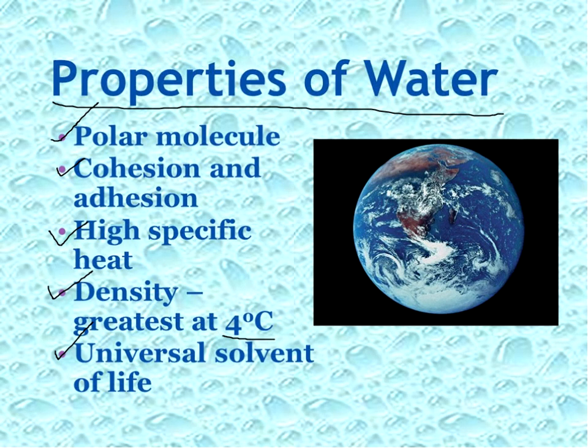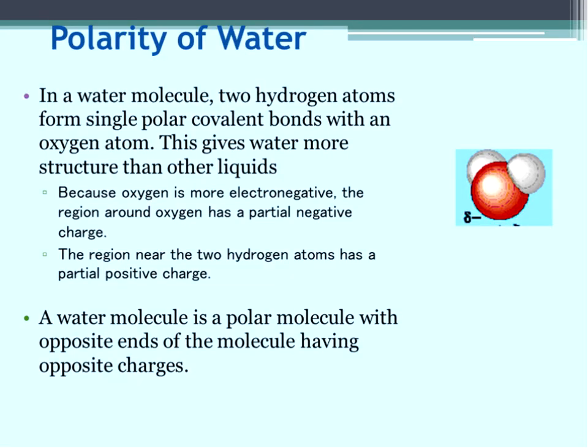All right. So, speaking of polarity in water, first of all, in a water molecule, two hydrogen atoms form a single polar covalent bond with an oxygen atom. That's water. We know water is H2O, right? Well, here's an H, here's an H, and here's an O. So there's your two atoms of hydrogen bonding with oxygen with a polar covalent bond. That's the type of bond in a water molecule.